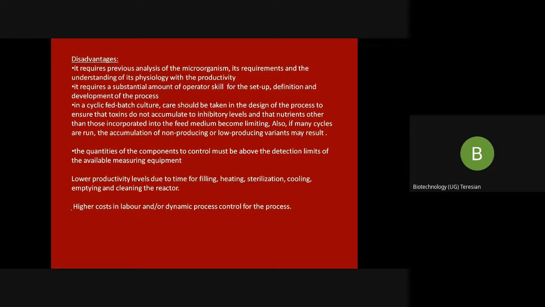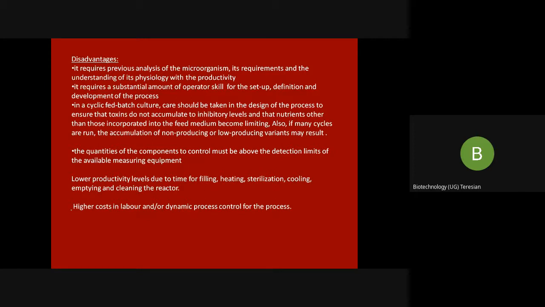Lower productivity level due to time for filling, heating, sterilizing, cooling, emptying, and cleaning the reactor. We also saw this because what you're doing is you are filling everything, waiting until your product is formed, and afterwards you have to clean, sterilize, clean all the pipes, and look at the amount of time which is consumed, and it is a labor cost, right? You require more labor for doing such type of things, or dynamic process control for the process.